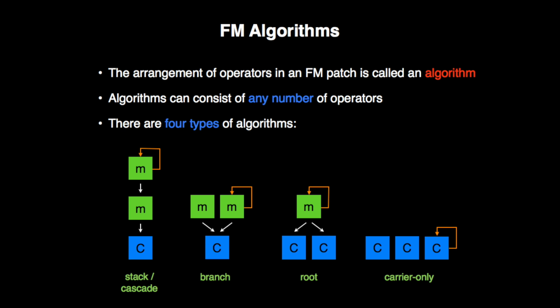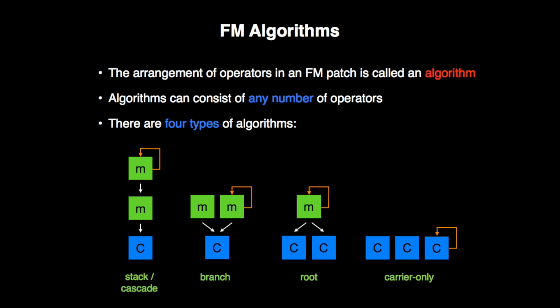We just saw an example of that as well. Then we can have a root algorithm, where we've got maybe one modulator modulating multiple different carriers. And then we might have even a setup where there is no modulator, where there's just a few carriers that are sitting side by side, and maybe one or more of them just has some FM feedback.